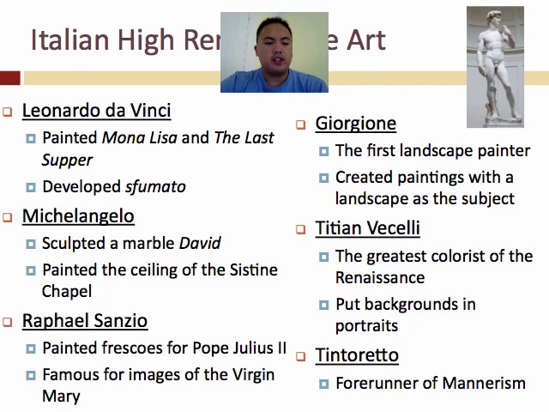Raphael, he painted frescoes for Pope Julius II. He was also famous for his images of the Virgin Mary. Giorgione, he was the first landscape painter, so he created paintings with landscapes. Titian Vecelli, he's the greatest colorist. He put backgrounds in portraits. And then Tintoretto, he was the forerunner of what they call Mannerism.